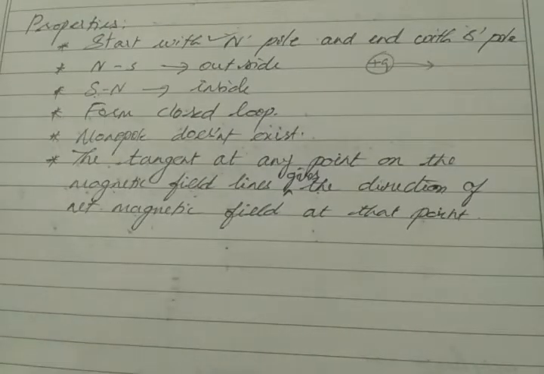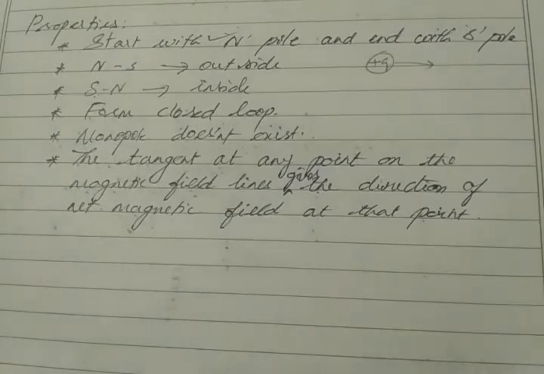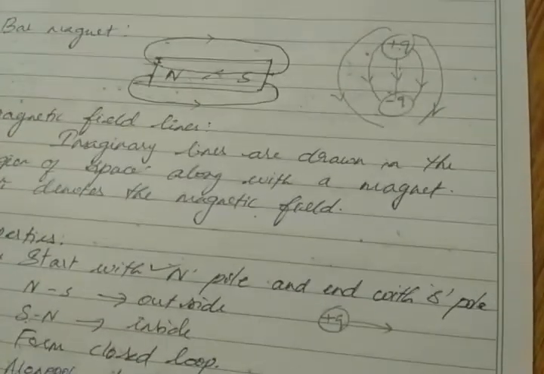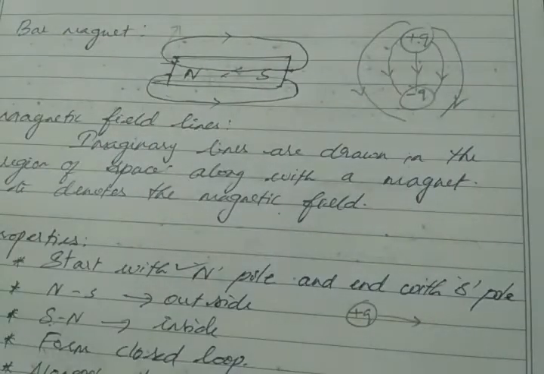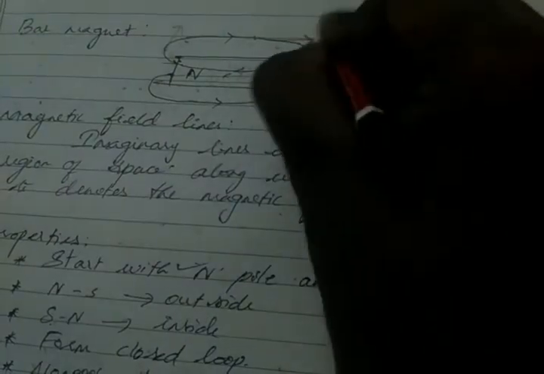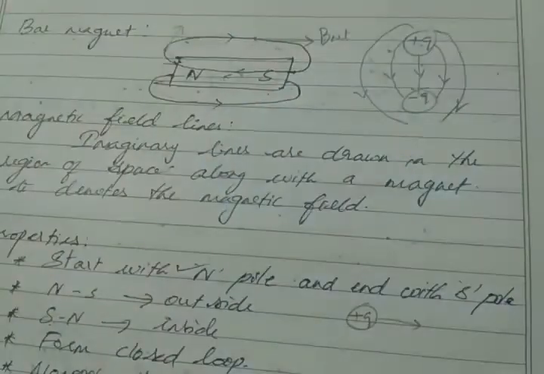Next property: the tangent at any point on the magnetic field lines gives the direction of the net magnetic field at that point. In this diagram, if you draw a tangent, for example, like this, then it gives the direction of the net magnetic field at this point. If I take this point, then I draw a tangent, which gives the direction of the net magnetic field.